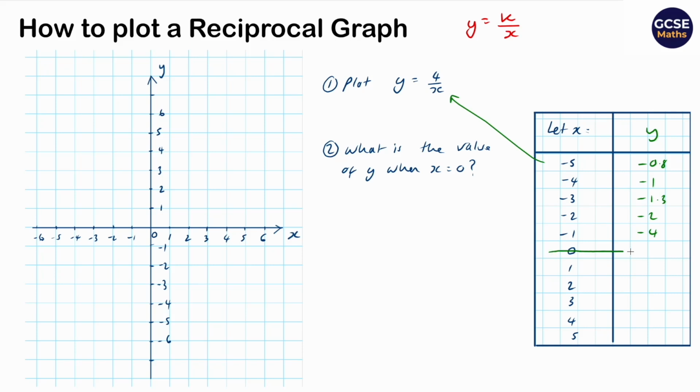So I'm going to put a line through that, and then I'll continue substituting those into that equation to get the rest of the values. Okay, so there are our values. All I need to do now is plot those. Okay, so I've plotted those. I want to show you what this graph looks like before we draw it on.